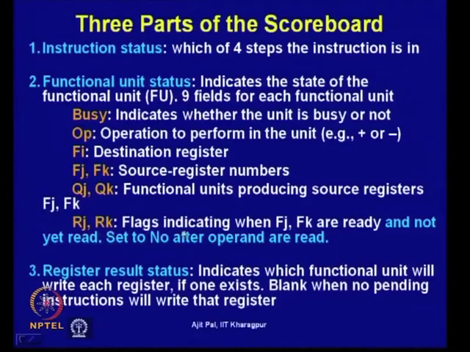And Rj and Rk are flags indicating when Fj and Fk are ready and not yet read. That means the functional unit may be ready, but the operands may not yet have been read, and that is maintained with the help of these Rj and Rk flag bits. So, there are flag bits: busy, Op, Fi, Fj, Fk, Qj, Qk and Rj, Rk. We shall see how they are used when instructions are in flight.